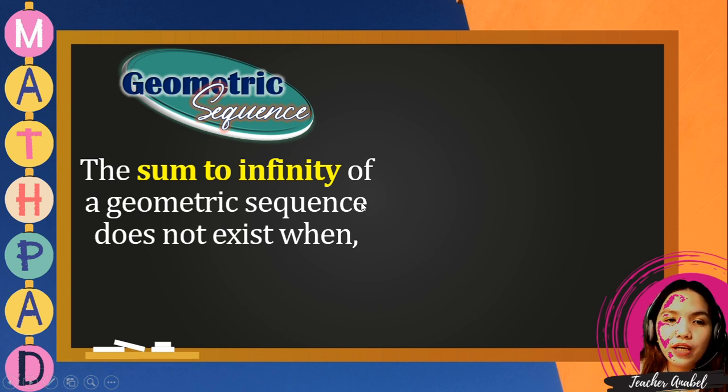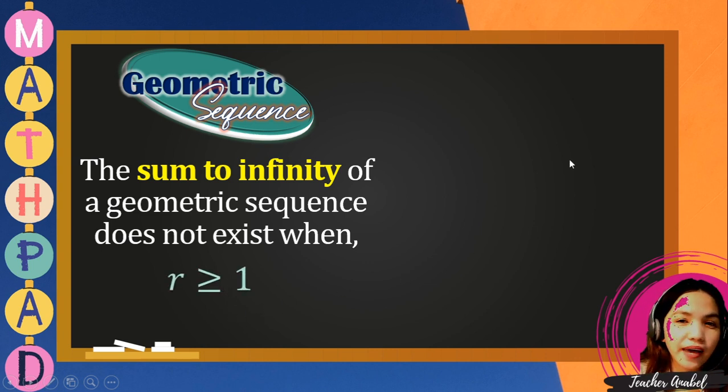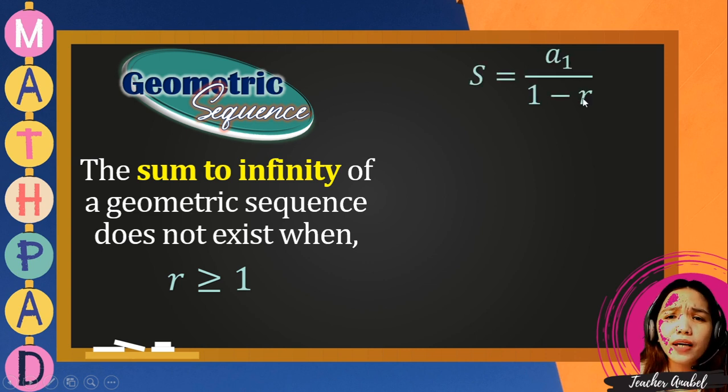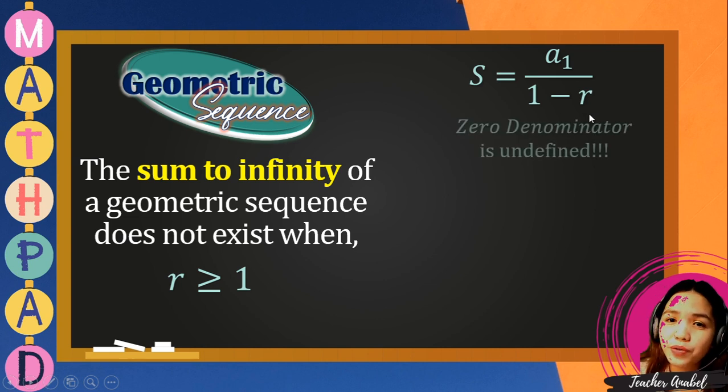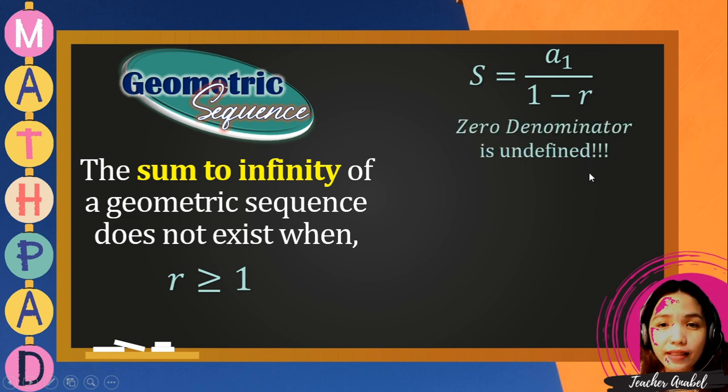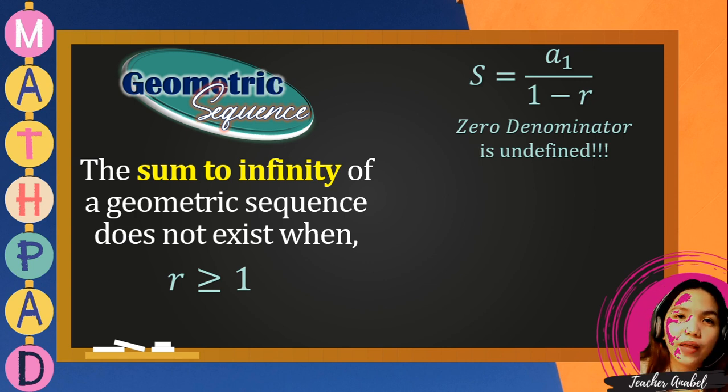So the sum to infinity of a geometric sequence does not exist when r is greater than or equal to 1. Bakit? Tingnan natin. Kapag naging 1 yung r natin dito, 1 minus 1 is 0, and a 0 denominator is undefined. Hindi pwedeng maging 0 ang ating denominator. So r must not be equal to 1. Hindi pwedeng maging 1 ang r natin. Paano kung greater than 1?